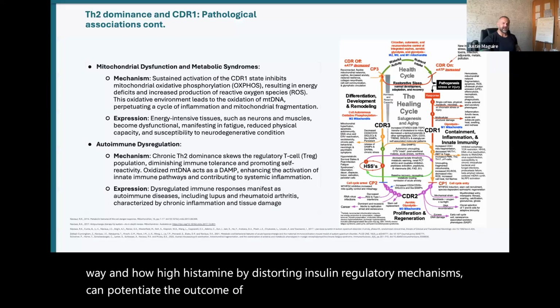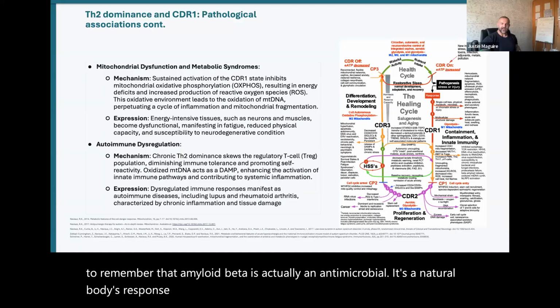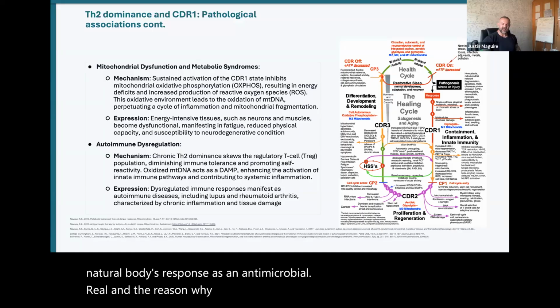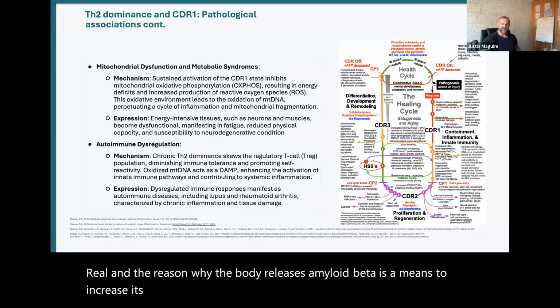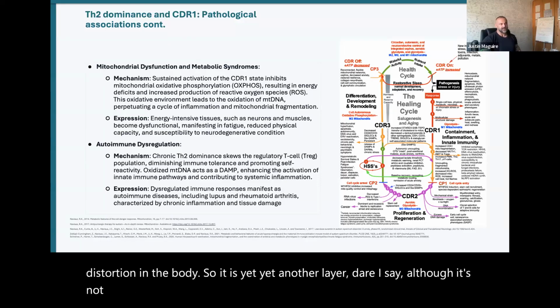It's very important to remember that amyloid beta is actually an antimicrobial. It's the body's natural response as an antimicrobial. And the reason the body releases amyloid beta is as a means to increase its capacity to detect variables that are creating an inflammatory distortion in the body. So it is yet another layer, dare I say, although it's not considered an antigen-presenting cell, it is antigen-presenting-like.